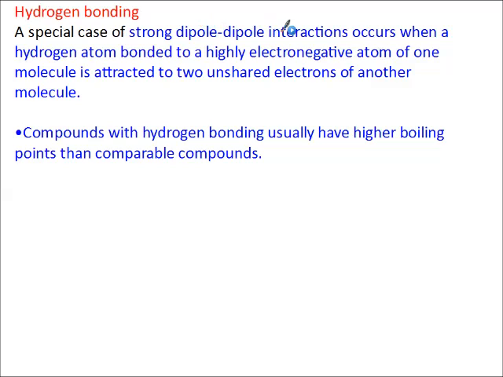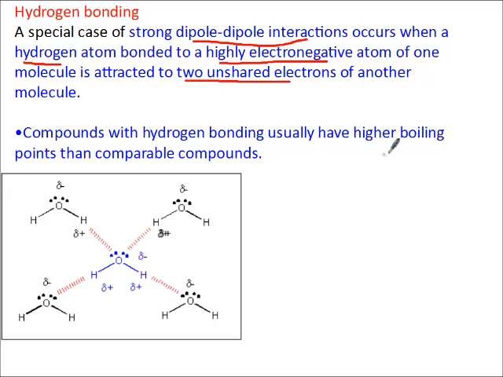Hydrogen bonding is a special case of our dipole-dipole attractions. When hydrogen is bonded to, so you have to have hydrogen, you have to have a highly electronegative atom, and you have to have two unshared pairs. If a compound has hydrogen bonding, it's going to have a much higher boiling point because hydrogen bonding is a very strong bond. And if you look at this right here, we have a few things.